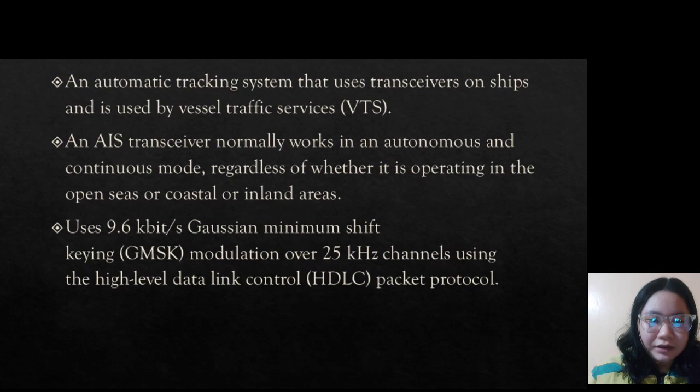AIS transceivers use two different frequencies, VHF maritime channels 161.975 MHz and 162.025 MHz, and use 9.6 kilobits per second Gaussian minimum shift keying, or GMSK modulation over the 25 kHz channels using the high-level data link control, or HDLC packet control.